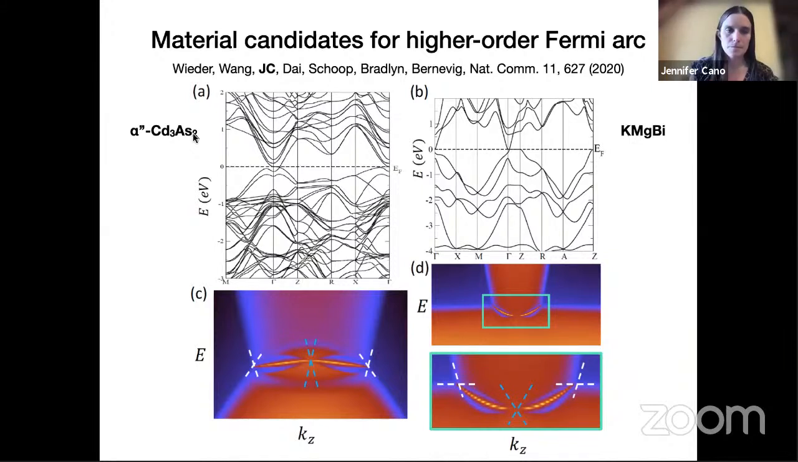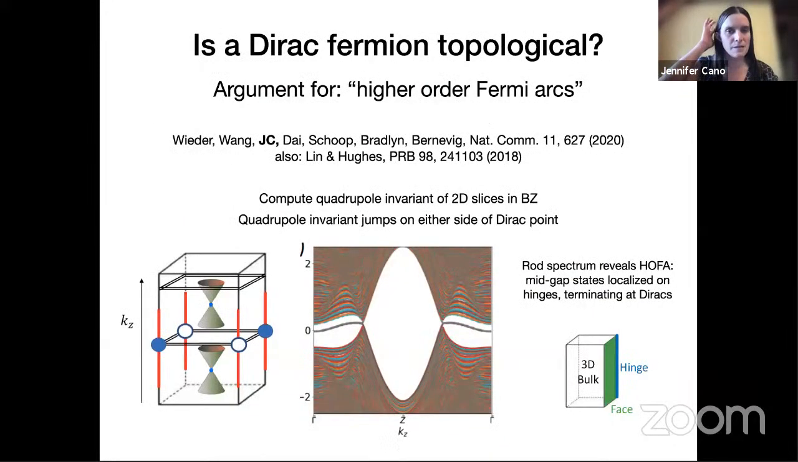Great. Okay. And so now, I guess the other thing I don't think I said explicitly: this invariant is directly analogous to Weyl fermions. For Weyl fermions, we talked about how you can take the Chern number of 2D planes, and the Chern number is going to jump as you cross the Weyl point. Here we're saying you can take the higher order TI or quadrupole index of a 2D plane, and that index is going to jump as you cross the Dirac point. So I think this is a very satisfying analogy.